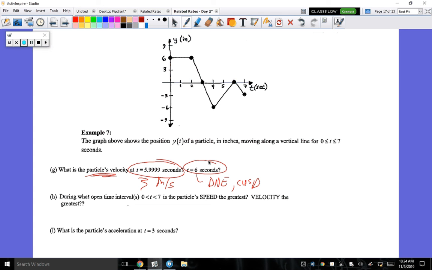For the second part, during what open time interval between 0 and 7 is the particle's speed the greatest and velocity the greatest? So speed the greatest and velocity is the greatest. It definitely has something to do with speed is equal to the absolute value of velocity. First of all, before we get there, I think that one's a harder one. Let's go to I. What is the particle's acceleration at 3? What do y'all suggest that we do?